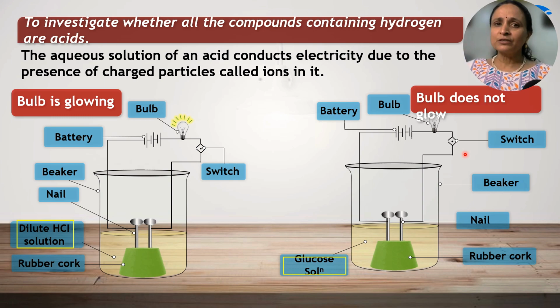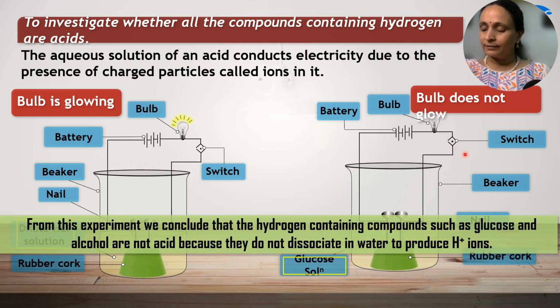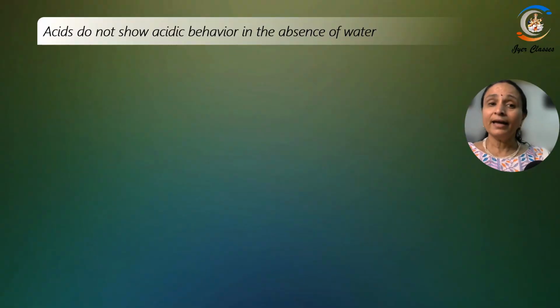So all the substances which are made up of hydrogen or contain hydrogen are not necessarily acids. It may be an acid, it may not be an acid. Only those substances which give H plus ions are termed acids, right? Note this down very, very clearly. Hydrogen-containing compounds like alcohol are not acids because they do not dissociate in water to produce H plus ions. Clear?